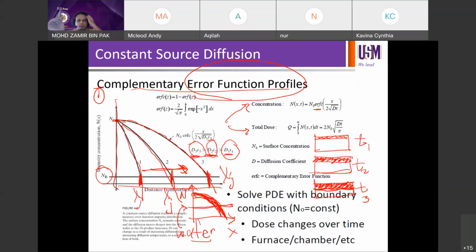Okay, on the other hand, you can also calculate the dose, or the amount, if you like, of dopants you incorporate into the silicon. And that will be given by Q equals 2 times N0, 2 times peak concentration, times square root of Dt over pi. Okay, Dt, diffusivity times duration of the process, over pi. So N0 and the error function are given here. Okay. Nanti kita akan tengok how do you use this equation to calculate the concentration and the total dose.